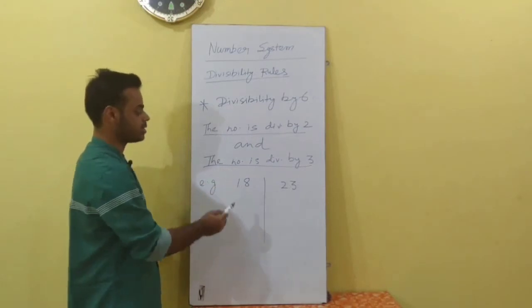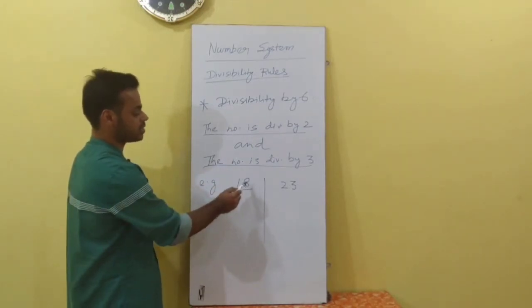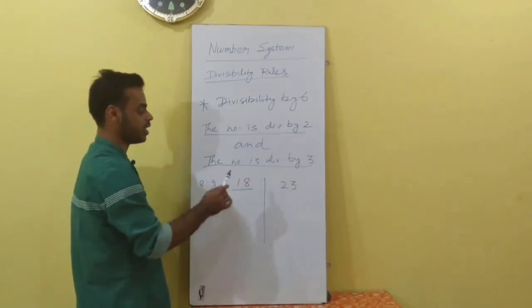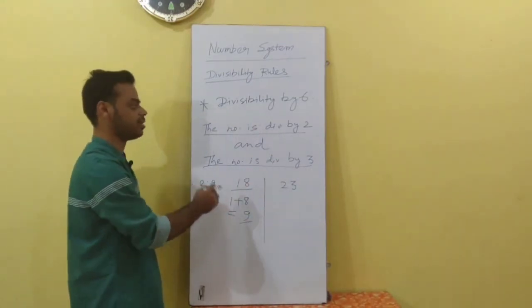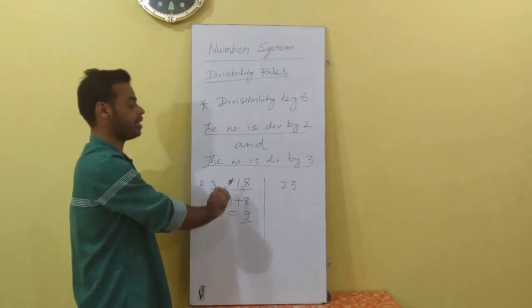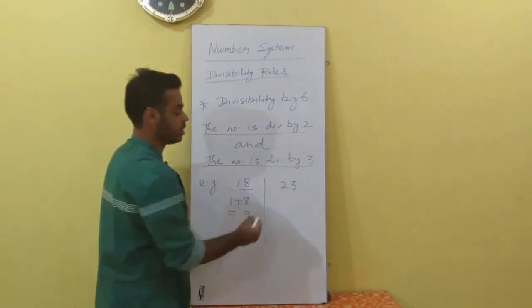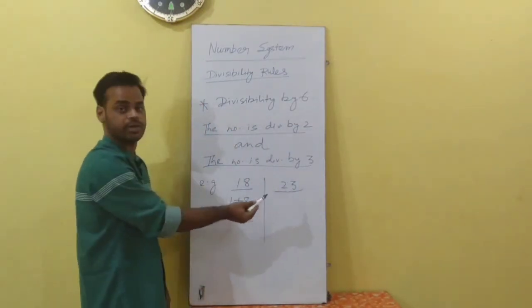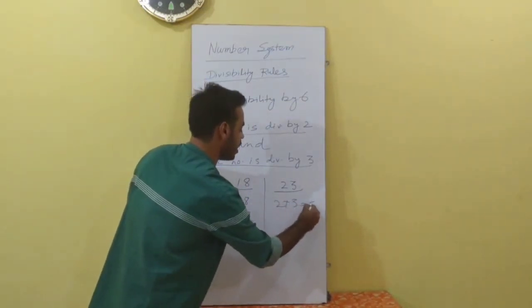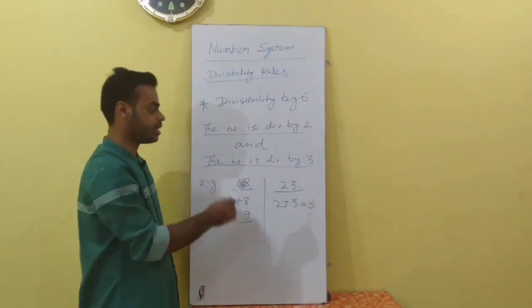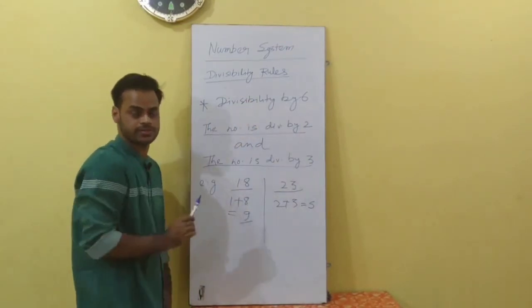For example, let us say we have taken the number 18. As we can see, 18 is an even number, so it is divisible by 2. And the sum of digits 1 plus 8 gives us 9. So 9 is divisible by 3. So 18 is divisible by both 2 and 3, and hence 18 will be completely divisible by 6. But in this case, the number is 23, which is not an even number, hence 23 is not divisible by 2. And also 2 plus 3 gives us 5, and 5 is not divisible by 3. Hence this number 23 is not divisible by 6.